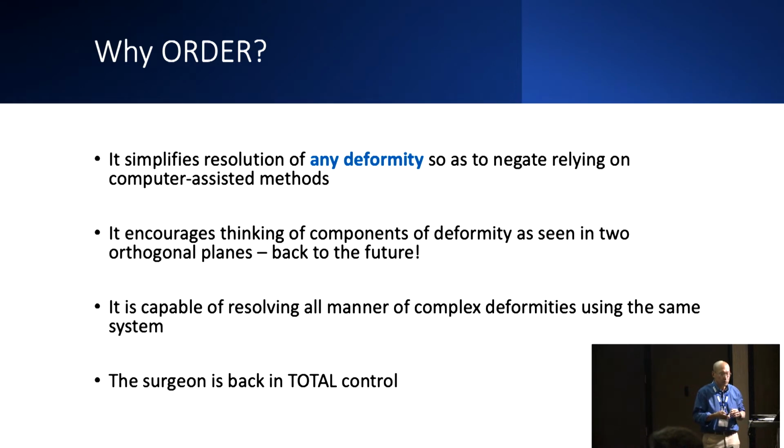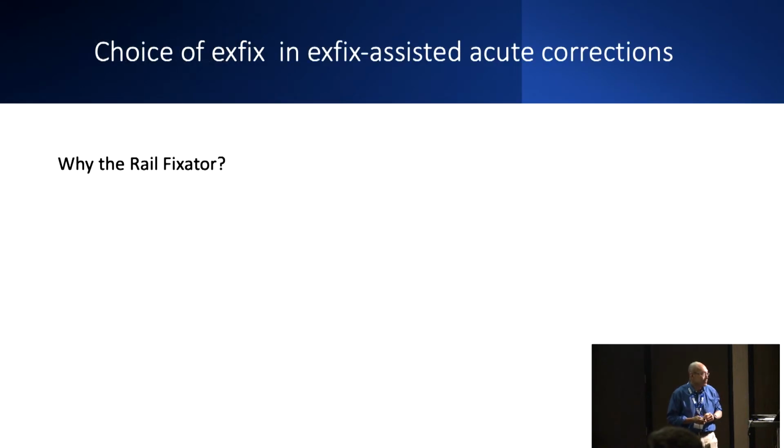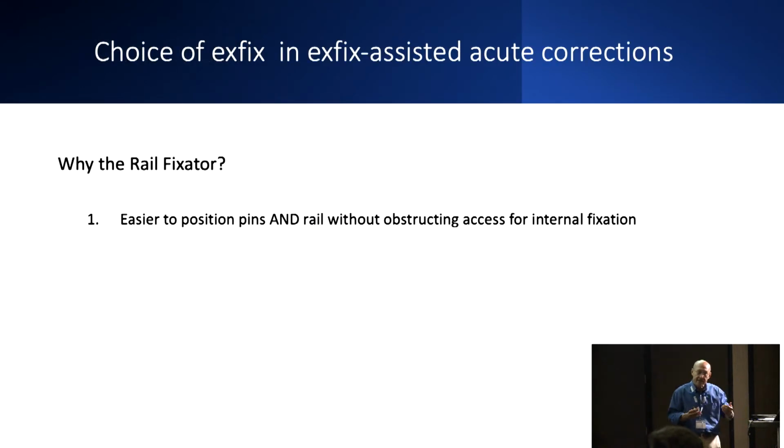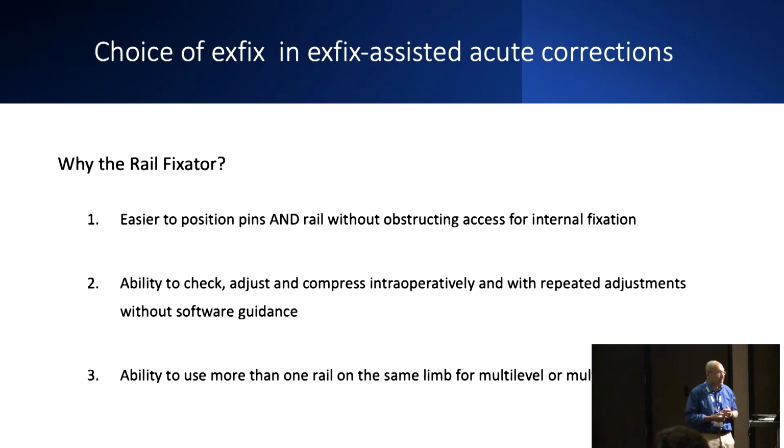You have total control. Now, I'm just going to digress slightly and tell you why I use a rail. The reason I use a rail is because I find it much easier to leave a lot of space for access for internal fixation, because I don't have arches or rings in the way. And so that's a big positive, and I'm going to use internal fixation as the method.